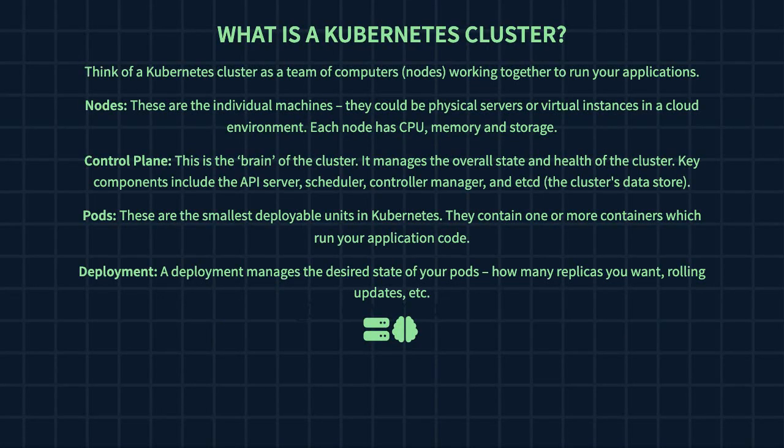Okay, let's start with the basics. What is a Kubernetes cluster? Imagine it like a really efficient team of computers all working together. Each individual computer in that team is called a node. These nodes can be physical servers, or they can be virtual machines running in the cloud. The heart of the whole operation is the control plane, which acts as the brain, making sure everything's running smoothly and managing resources effectively. And finally, we have pods. These are the smallest units that contain your application code.